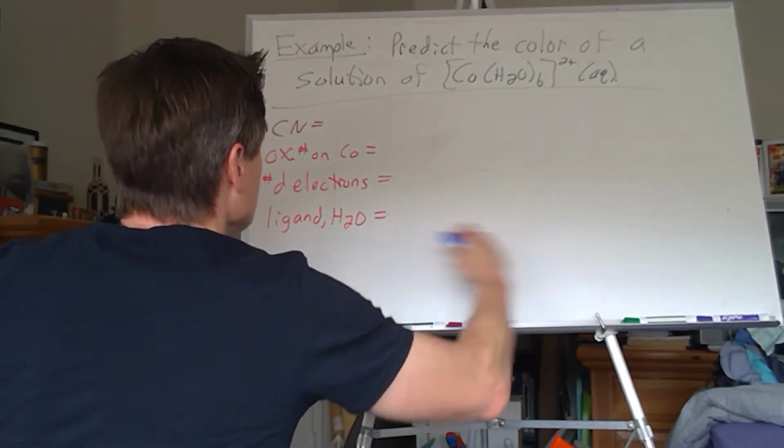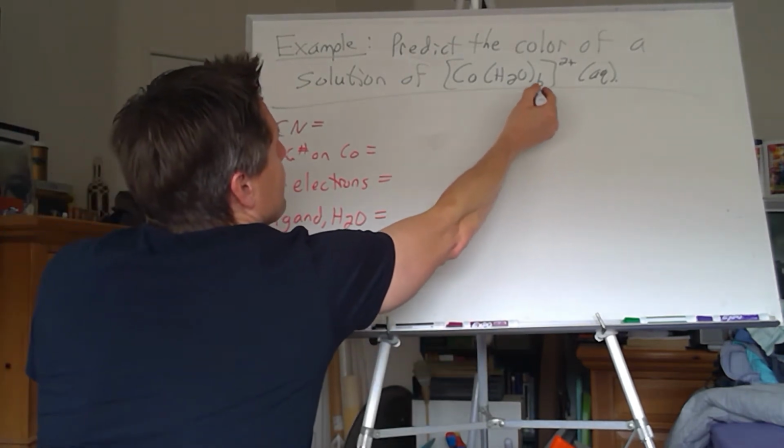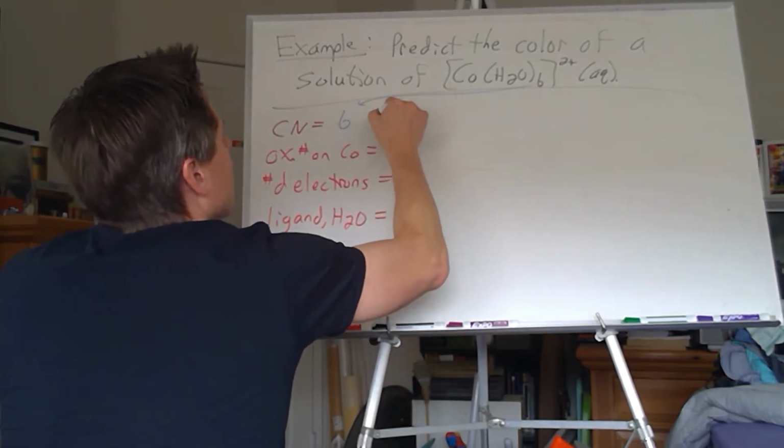Here we go. So we've got 6, so that's going to be octahedral.